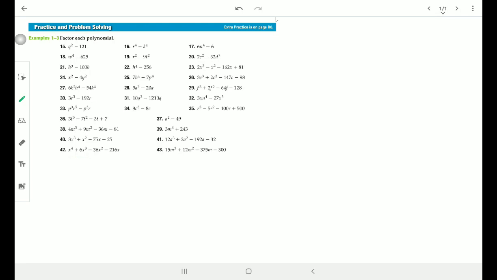I'm recording a lesson for lesson 8.8 on factoring polynomials, specifically with difference of squares. Your assignment is page 519, numbers 25 through 43 odd.